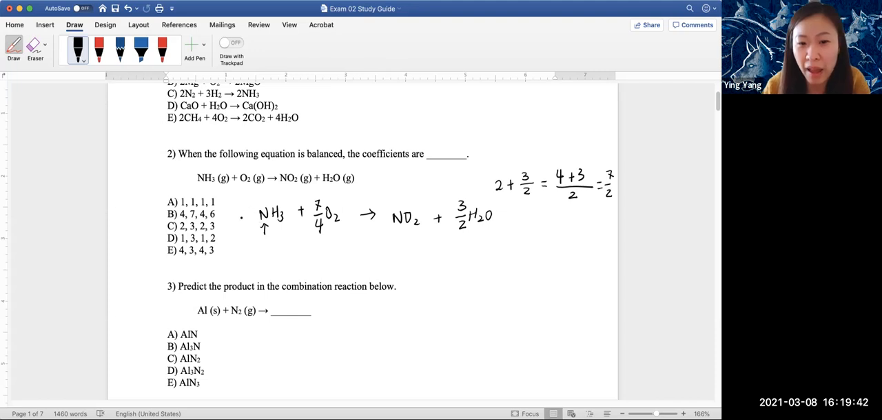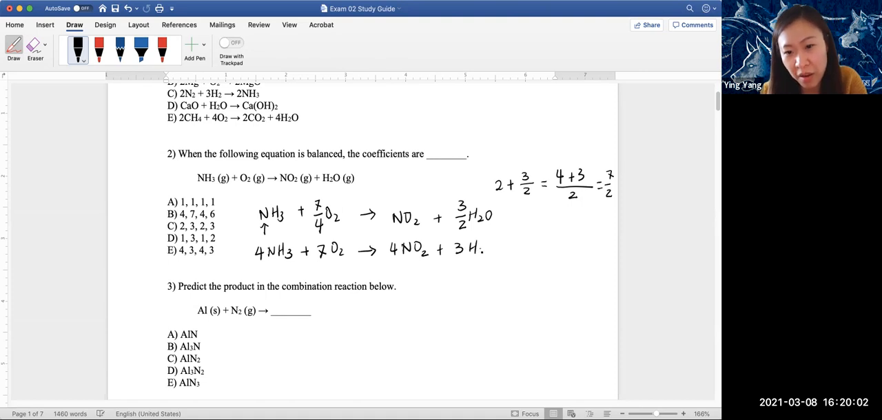And so we multiply by 4 for all of these molecules, and then we get 4 ammonia, 7 oxygen. They react to form 4 nitrogen dioxide plus 6 water. This is actually 6 water here. So 3/2 times 4, we get 6 water. 6 water molecules. And then we double check each element one more time.